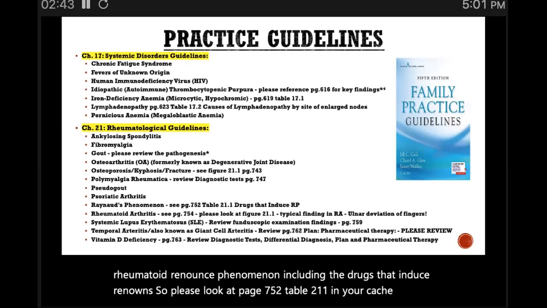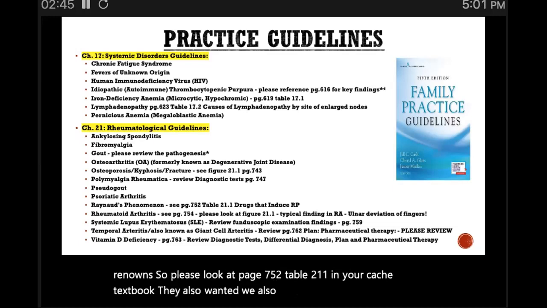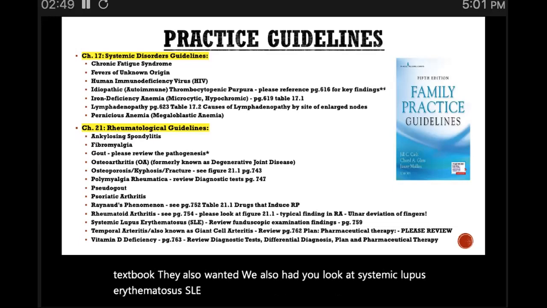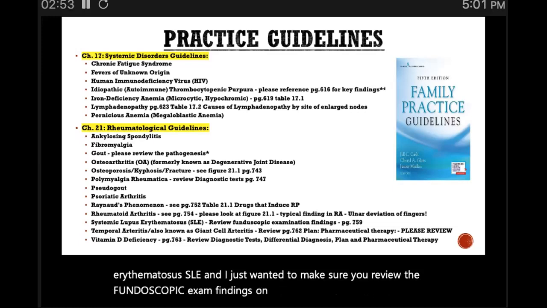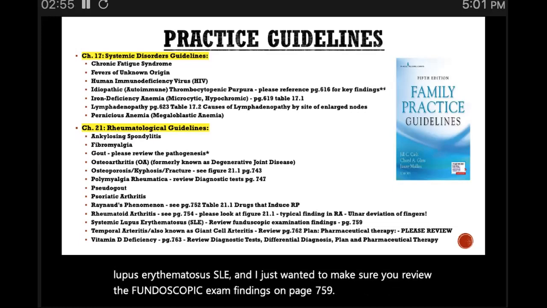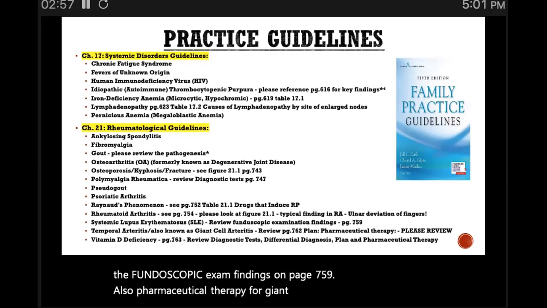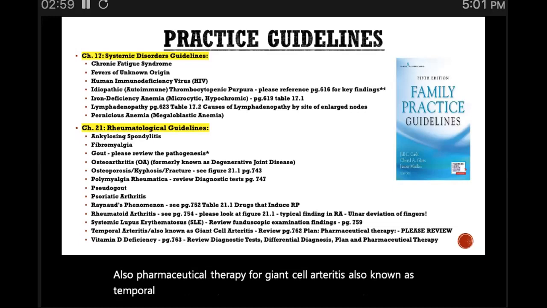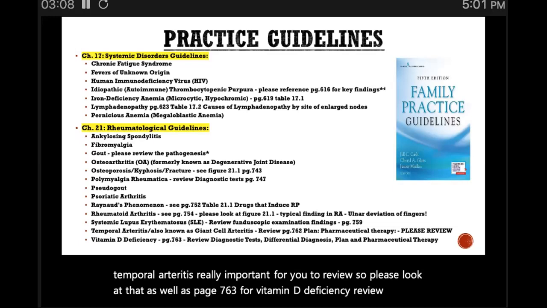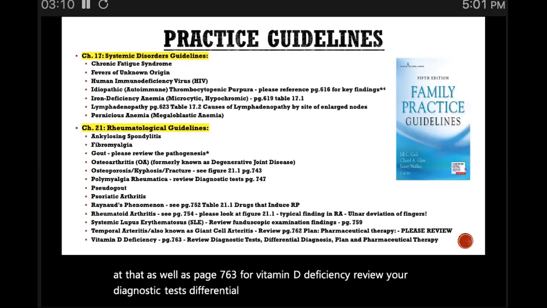We also had you look at systemic lupus erythematosus, SLE, and I just wanted to make sure you review the fundoscopic exam findings on page 759. Also, pharmaceutical therapy for giant cell arteritis, also known as temporal arteritis, really important for you to review. So please look at that, as well as page 763 for vitamin D deficiency. Review your diagnostic tests, differential diagnoses plan, and pharmaceutical therapy.